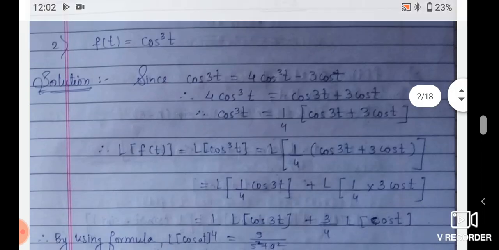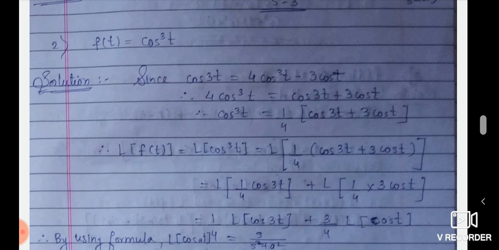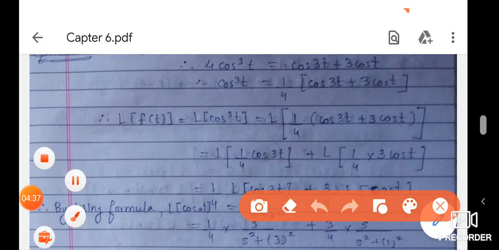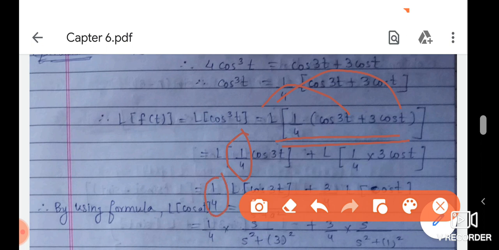Okay, so I am getting the value of cos cube t as 1 upon 4 (cos 3t plus 3 cos t). Now I am applying the Laplace transform. Now 1 upon 4 is a constant term. When you are applying the Laplace transform here, just simply open the bracket, L of this term plus L of this term. Then this 1 upon 4 is constant, you can take it outside.